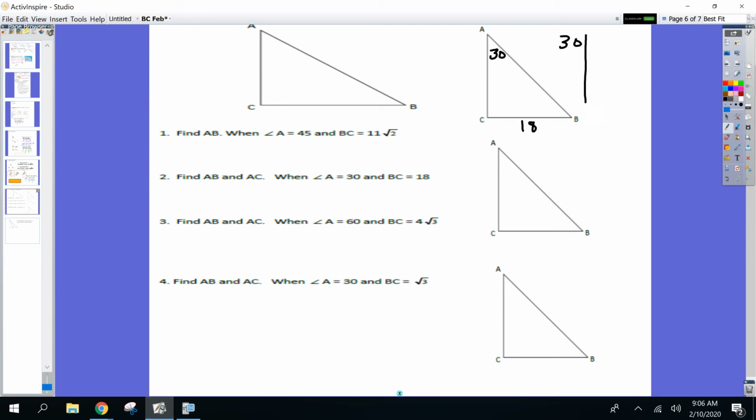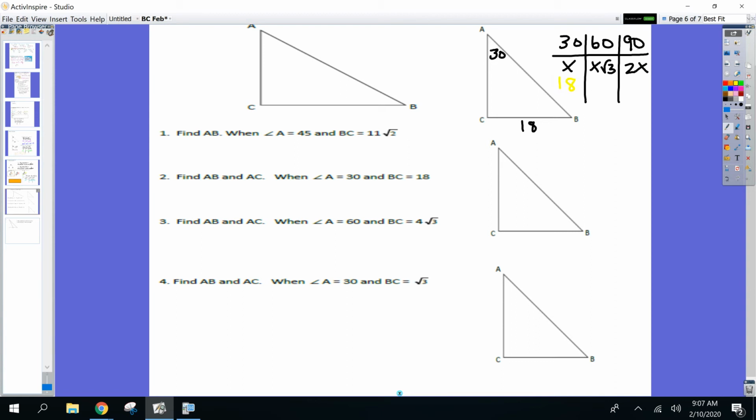Okay, 30, 60, 90. Underneath, I still write the rules. So I remind myself, x across from the 30. What's across from the 60? X radical 3. And how about across from the 90? Okay, here's how we use this chart. Again, where's the 18? I need to know what angle the 18 is across from so I can put it in my chart. The 18 is across from the 30, so I put 18 there.